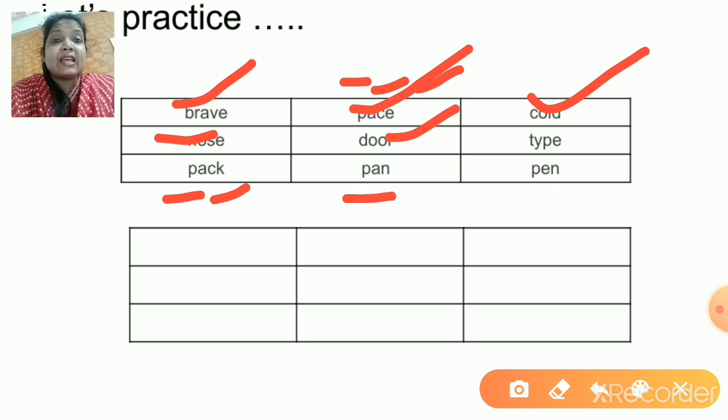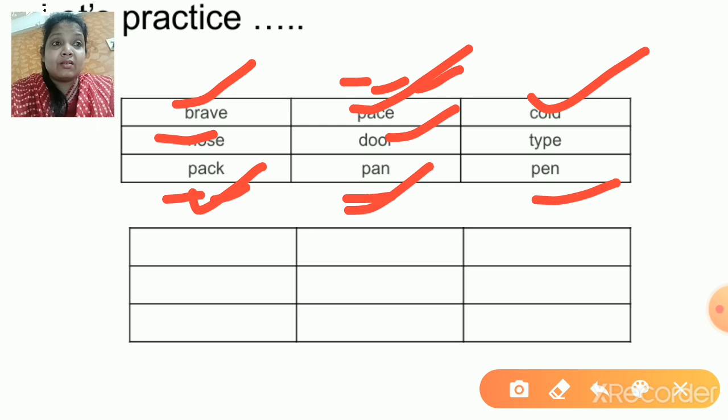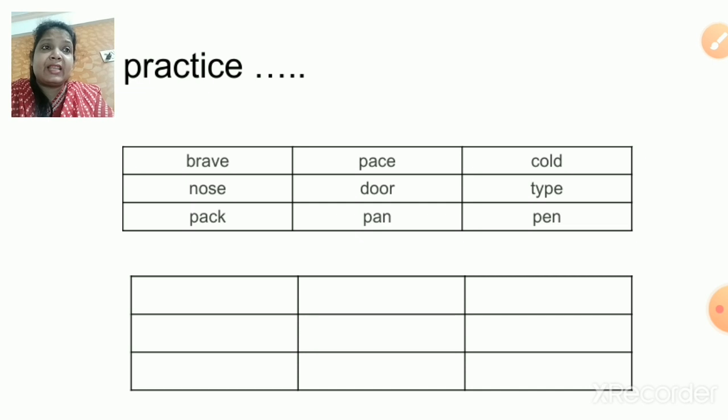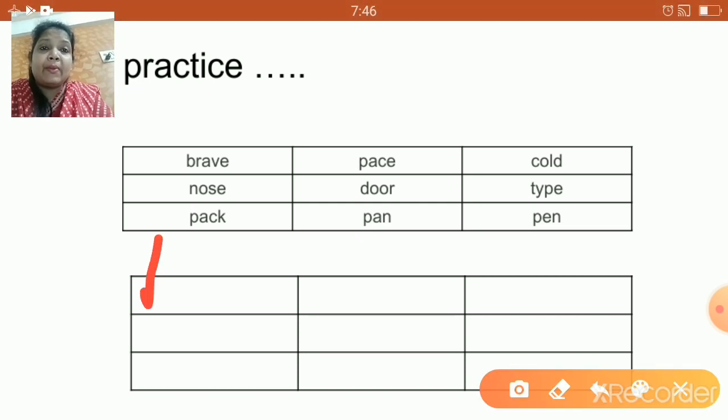And after pace, that will be pack. After pack, after K, that's N. So it's pan. And the last one is, yeah, it's pen, right? Now the end of this particular slide, the word is type, T. That's the last one, right? So what is the order that you got over here? It is brave. Let us start. Brave, yes.